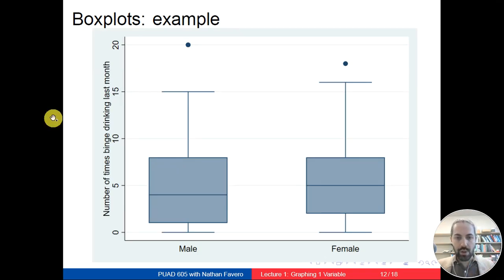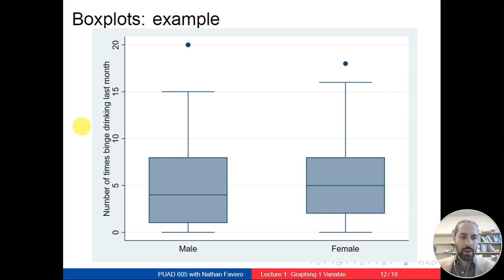You can see that there's two box plots here, and we're looking at a data set that records the number of times that college students report binge drinking within the last month. And binge drinking is defined based on how many drinks they have, and the exact number of drinks that constitutes binge drinking differs depending on if you're male or female, the sex of the individual.